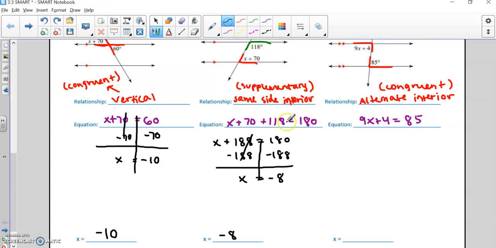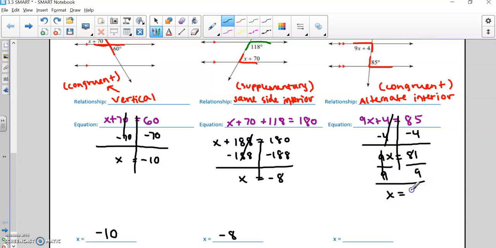And now we're ready to solve for x. So we do our line. Let's subtract 4 from both sides, because remember we're trying to get x alone. So that leaves us with 9x equals 81. And our last step would be to divide both sides by 9. So x is going to equal 9.